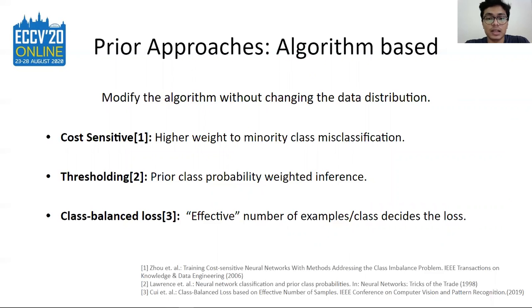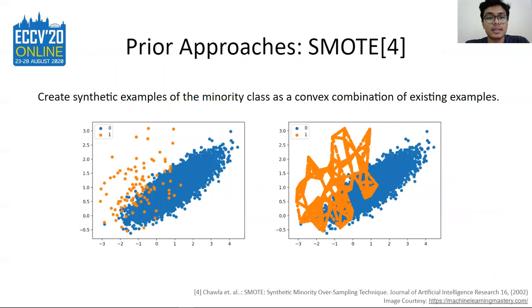Recent methods like class balanced loss propose a loss depending on the effective number of training examples per class, based on the fact that the additional benefit diminishes with increasing number of samples. Synthetic minority oversampling technique, or SMOTE in short, uses convex combination of minority class examples, which creates additional examples in between the existing samples to augment the training of the minority class, which is illustrated in the figure shown.